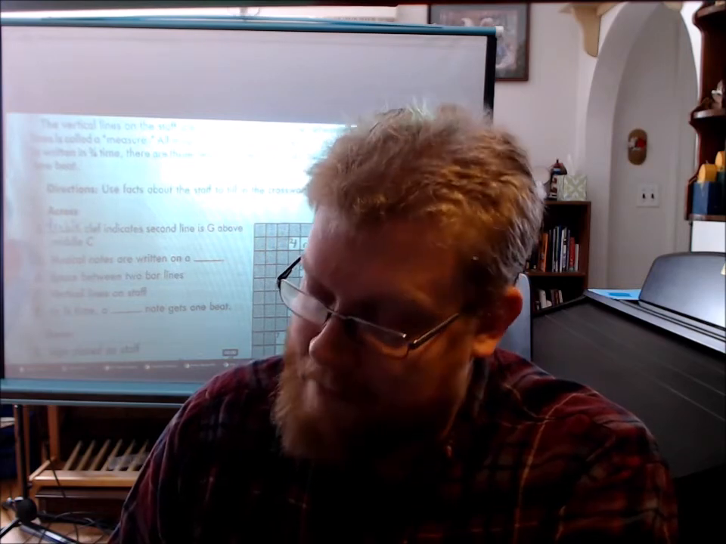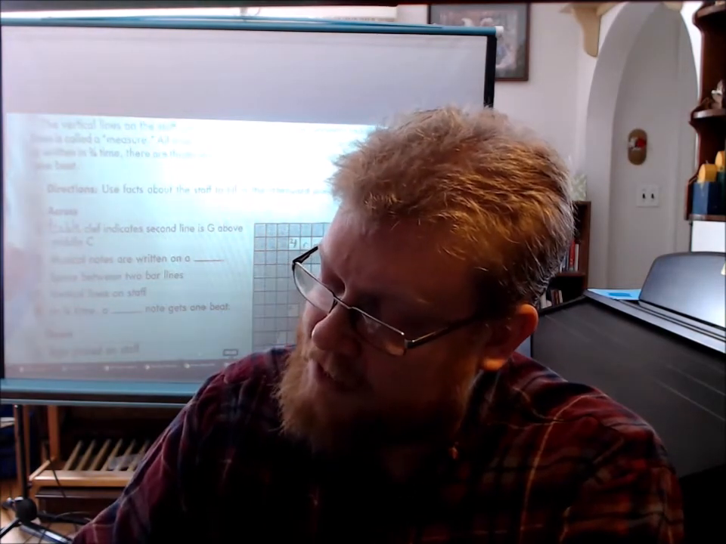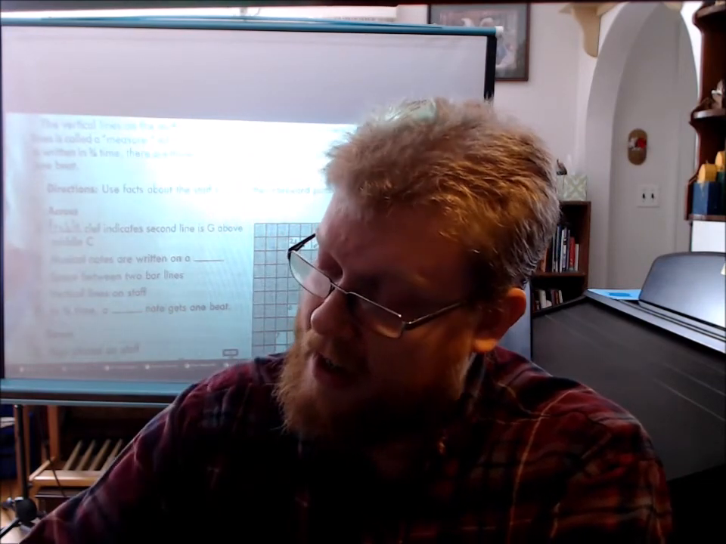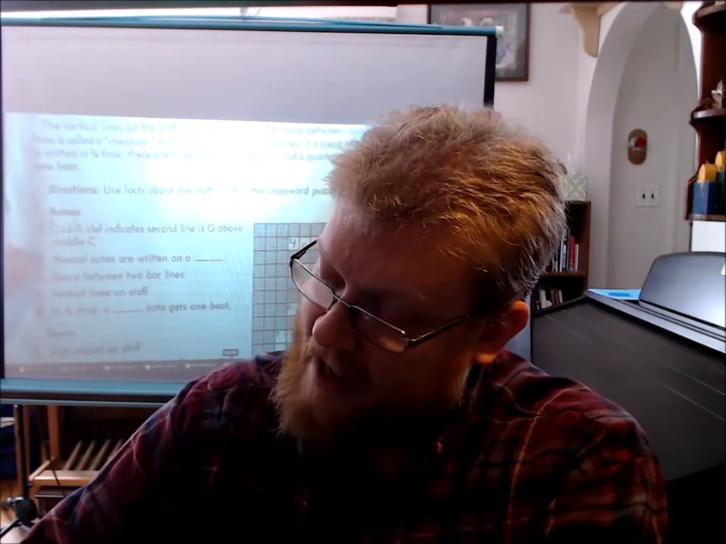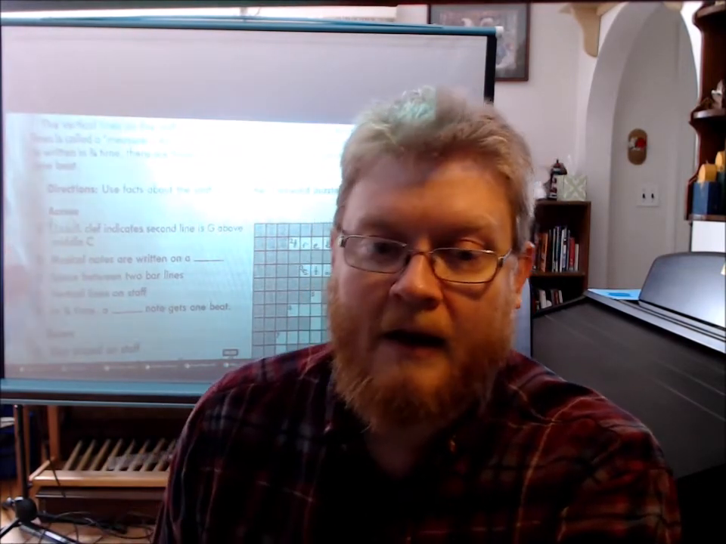At the moment, anyway. Okay, 3 across has 5 letters, 1, 2, 3, 4, 5. Musical notes are written on a blank. That's that staff. 5 horizontal lines and 4 spaces in between. So there we have it.